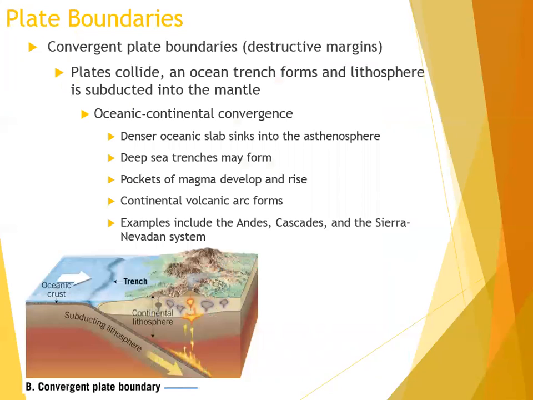Our next plate boundary is our convergent plate boundary, which is your destructive margin. This is where your plates are colliding, and generally speaking, one or both of them are going to be deformed. When the plates collide and you're looking at an oceanic plate and a continental plate colliding, your oceanic plate is going to subduct. It's going to go underneath your continental plate. It's going to form a structure called a trench, and it is going to recycle itself back into the mantle and the asthenosphere.